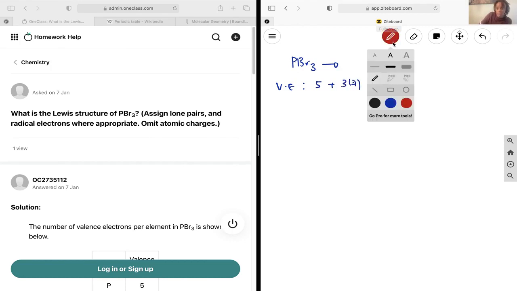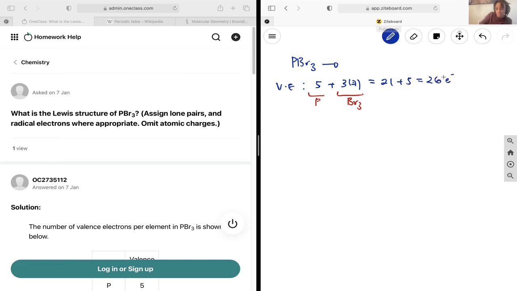We can, as usual, name these phosphorus, Br3. And this will just give us 21 plus 5, which is 26 electrons to play with. The question said I can assign lone pairs and radical electrons where appropriate and omit atomic charges. From here we can see that this is an even number, so we're not going to have any radicals. And so there are no radical electrons. And so we'll just have lone pairs and bonding pairs.